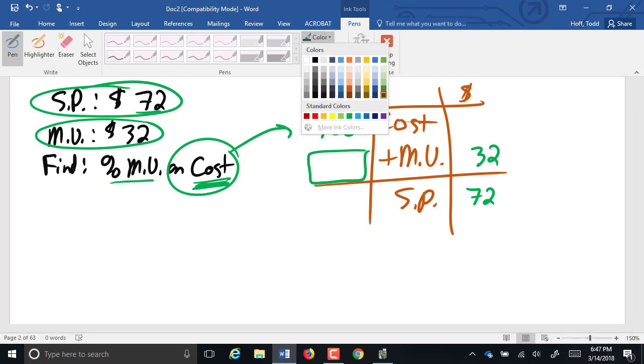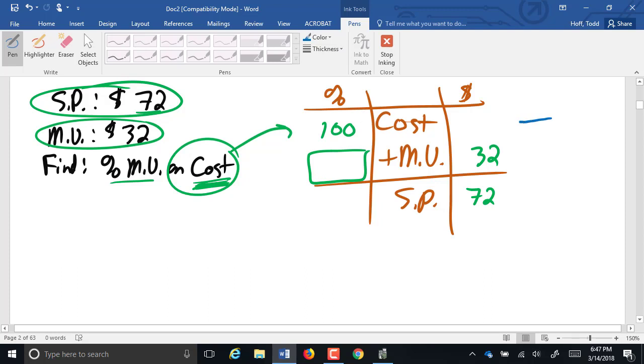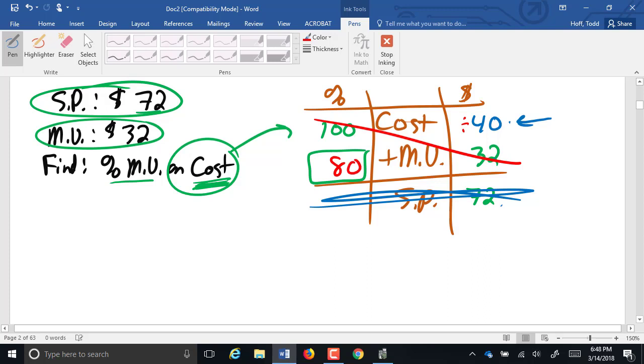Now there's a piece here that we can calculate kind of quickly, and that is the dollar amount of the cost. Because we know those two have to add up to 72, we work backwards. 72 minus 32 is 40 for the cost. Now that we have that, which row don't we need? The selling price. What are we going to cross multiply? 100 times 32 divided by 40, which is 80. So that is an 80% markup on cost.